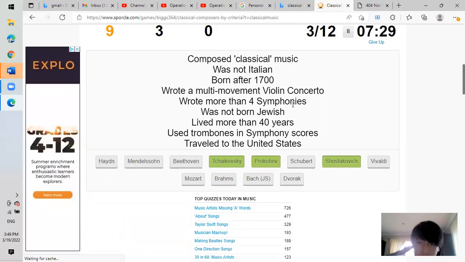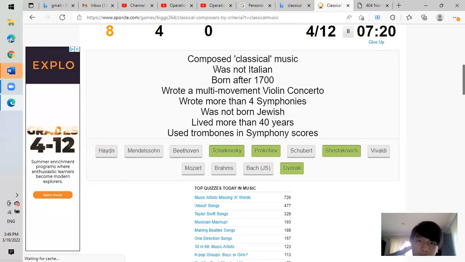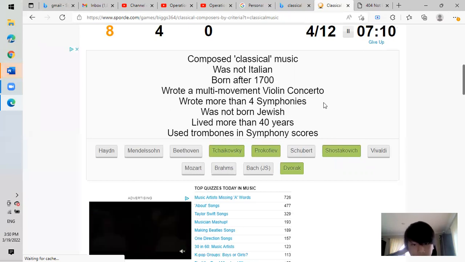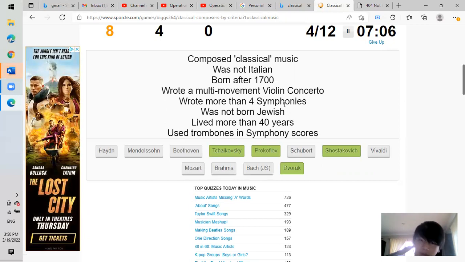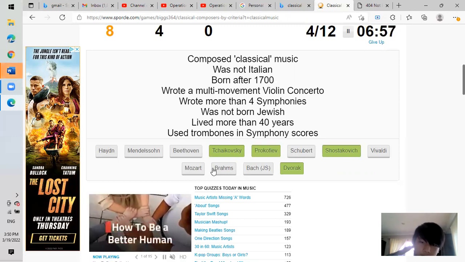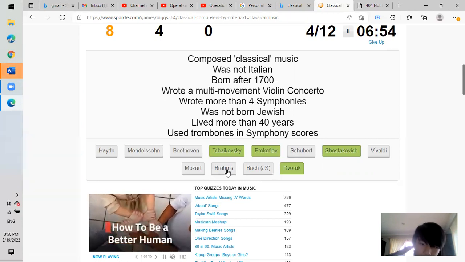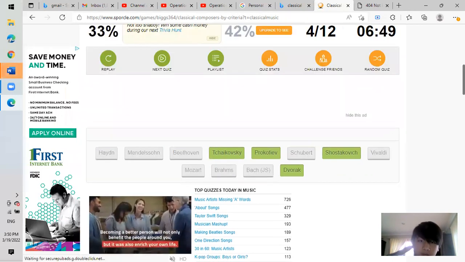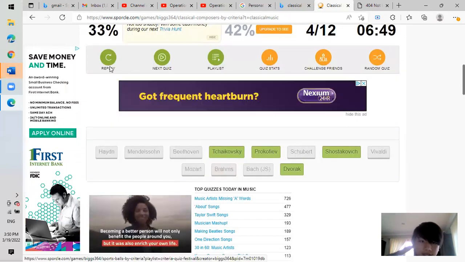Okay, multi-movement concerto. Well, more than four symphonies. Travel to the, okay, then this time it's Dvorak. Dvorak did go to the United States. Composed classical music, was not Italian. Vivaldi wrote a multi-movement violin concerto. Brahms wrote more than four symphonies. Wait, did Brahms write more than four symphonies? Was not born Jewish. Brahms definitely did live for over 40 years. Used trombones. Ooh. Okay, I'm going for Brahms. It's not Brahms. Okay, try again.